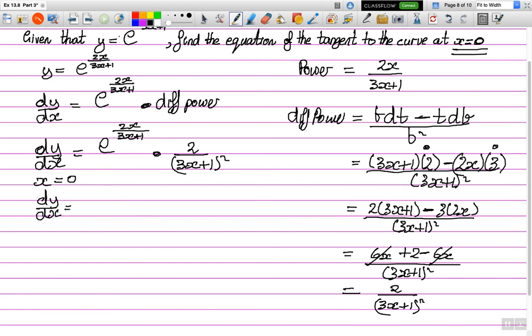So we're now going to have 2 times 0 is going to be 0, and 3 times 0 is 0, plus 1 is going to be 1. And here it's going to be 2 over, well, 3 times 0 is 0, so it's going to be just 1 to be squared. Now e to the 0 is 1, so dy dx, e to the 0 is 1 times 2 over 1, so dy dx is equal, quite simply, to 2.